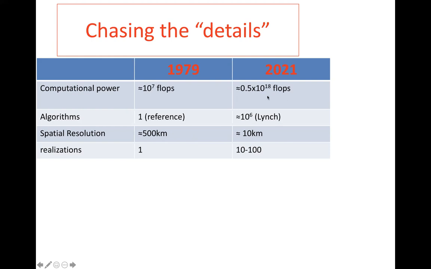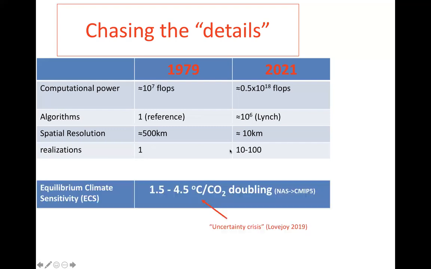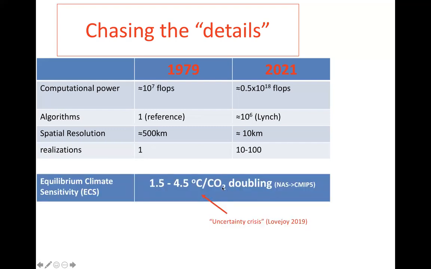Today, it's about 10 to the 11 times larger. The algorithms have increased by probably a factor of 1 million or so. That's an estimate by Peter Lynch. So you're using the computer power a lot more effectively. Resolutions have, of course, gone way down. The number of realizations has gone way up. But we're still stuck, 40 odd years later, with this same range for what happens if we double CO2. This is just a very tough problem.